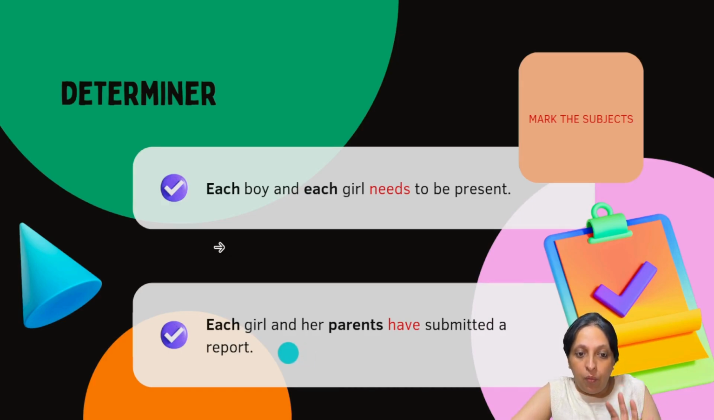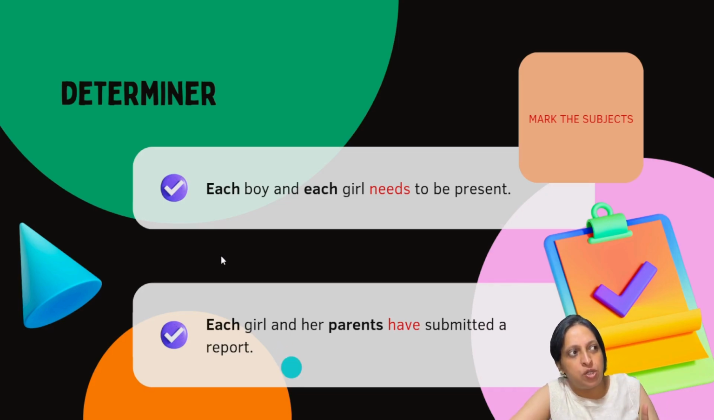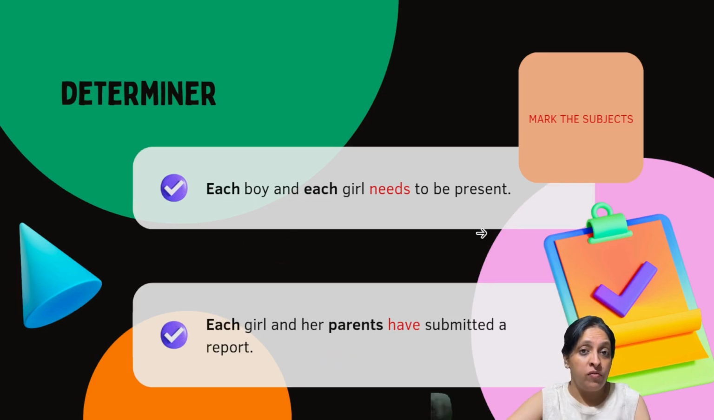Therefore, it means that we are not talking about a singular person. We are definitely talking about each girl in the class, but we are also talking about their parents. Their parents should be there along with the girl. Therefore, each girl and her parents have submitted a report because there are multiple subjects here. So when we are saying each girl and her parents, we can clearly understand that we mean each single girl. Along with that, the next subject that is included here is a plural one. Therefore, the verb has to be plural. So just what we said, each will always come with a singular subject.